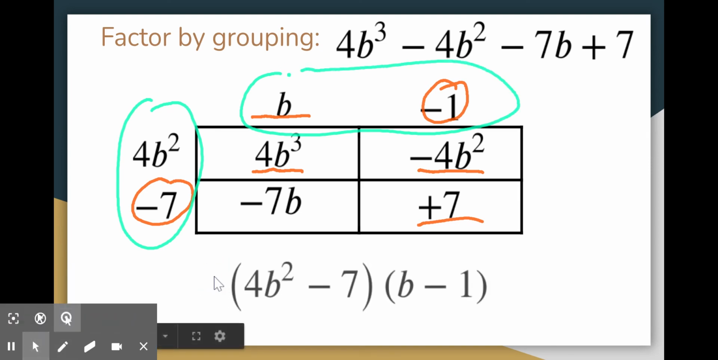And so I'm going to write them out. And that's how you do factoring by grouping.